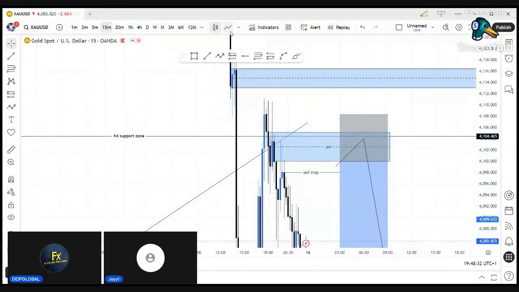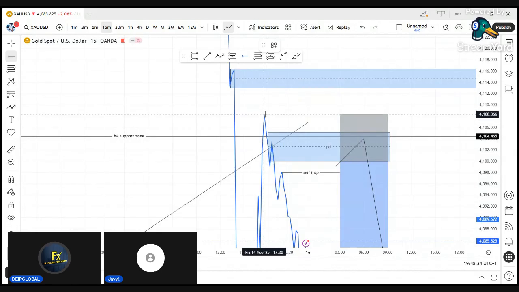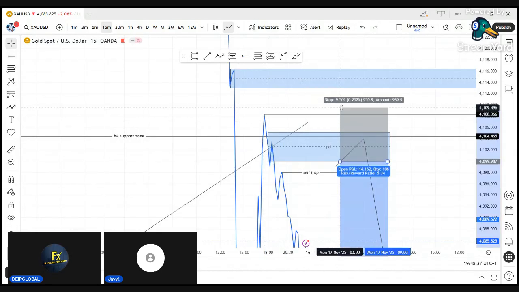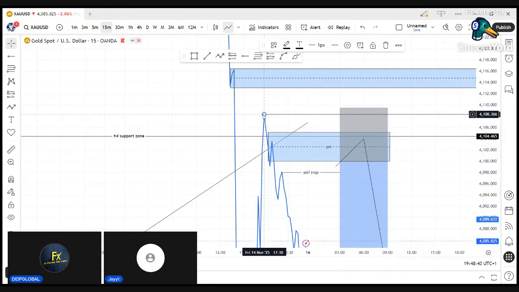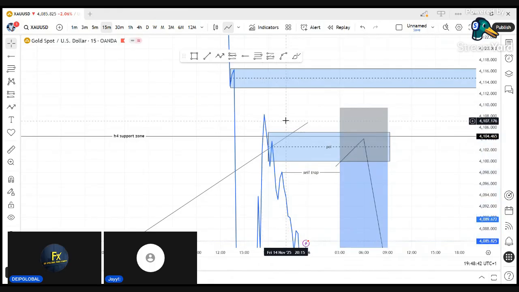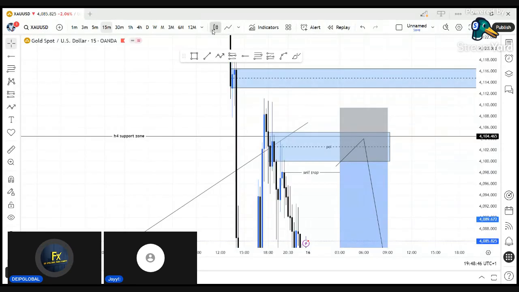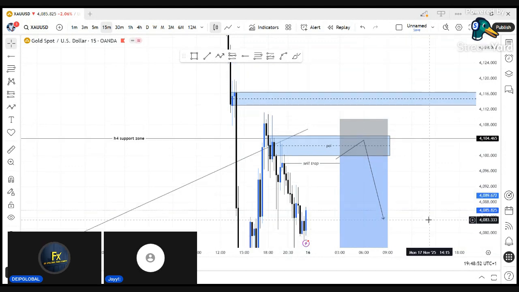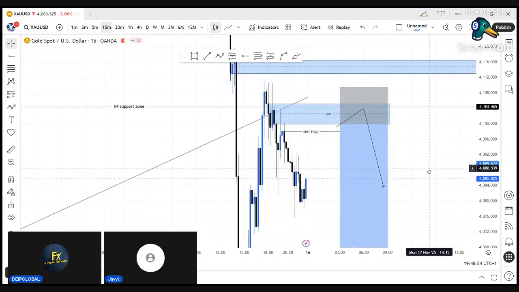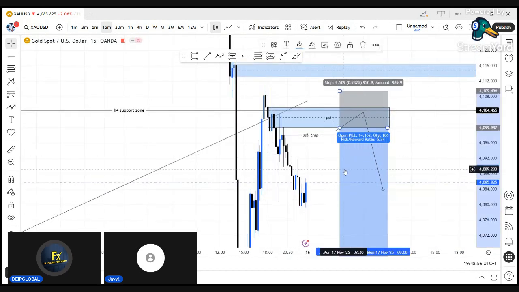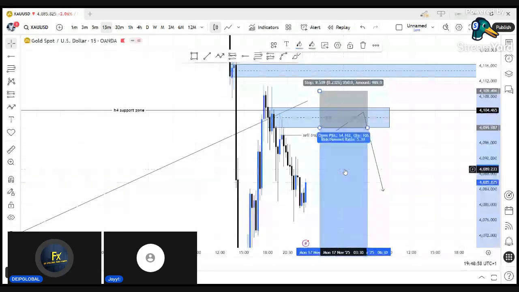Let's see. Where is this level? Okay. All right. This is it. This is how we are trading it. This is the trade I'm going with. So I'm going with this. You see, right? That's the first one. So the market comes here and we start from here. So yes, this is the first one.